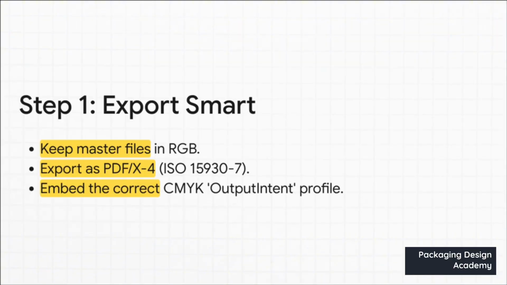Okay, step 1. Keep your original artwork in that big, beautiful RGB space for as long as you can. Then, when you're ready to hand it off, export it as a PDF/X-4. That's the modern standard. And here's the most important part. When you export, you have to embed the correct CMYK output intent. That's the ICC profile your printer gave you. That tells everyone in the process what the final target is.